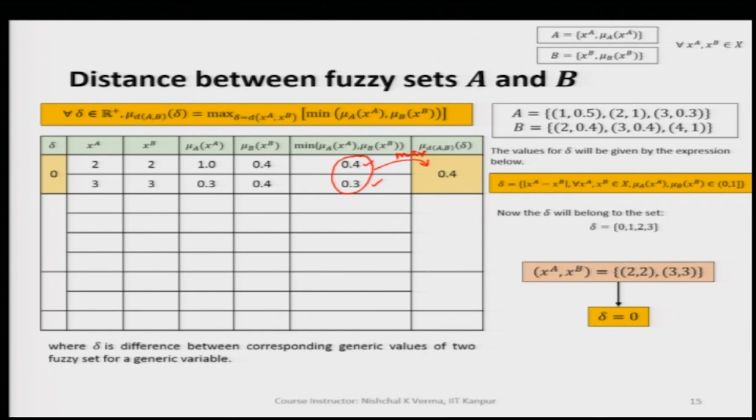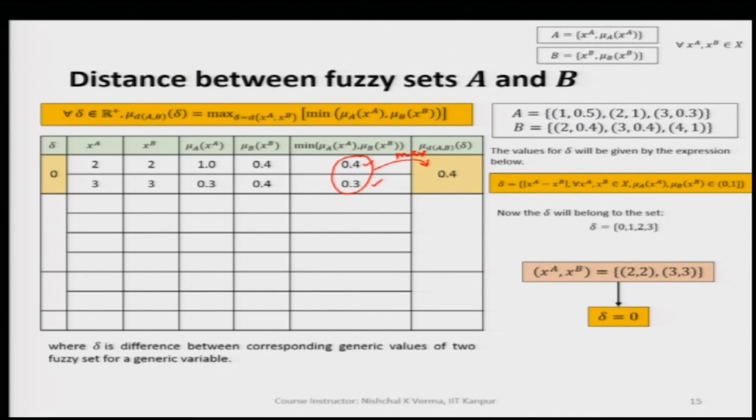which were 0.4 and 0.3. So, in the last column of this table, we had to take the maximum of these values. Here we have two values, 0.4 and 0.3. When we take the maximum of these two values, we get 0.4. This 0.4 is with respect to the delta value, which was taken as 0, and correspondingly we have taken the x A, x B values.